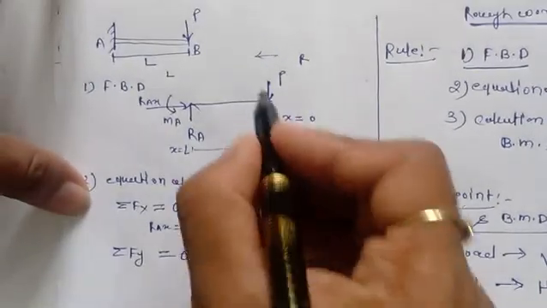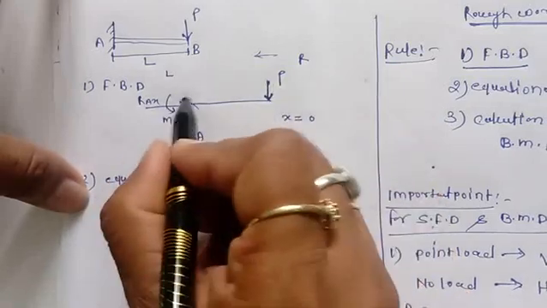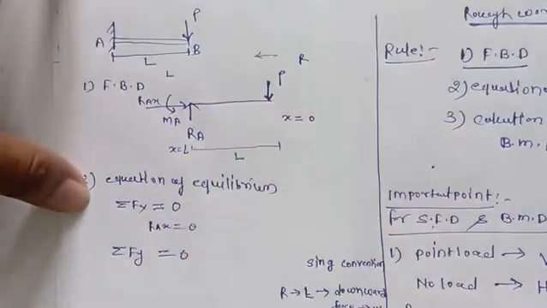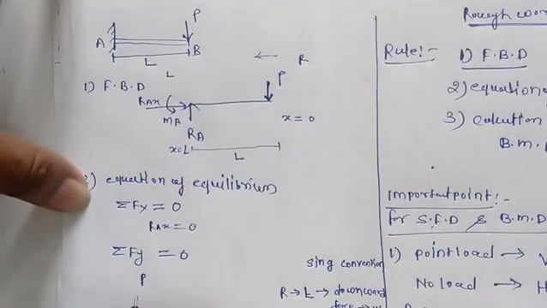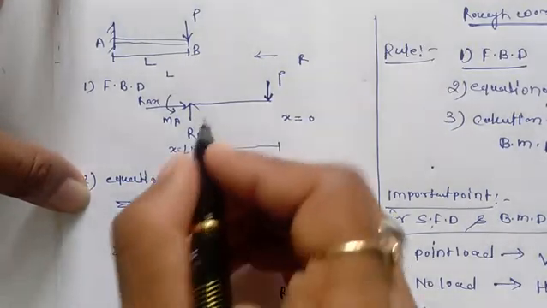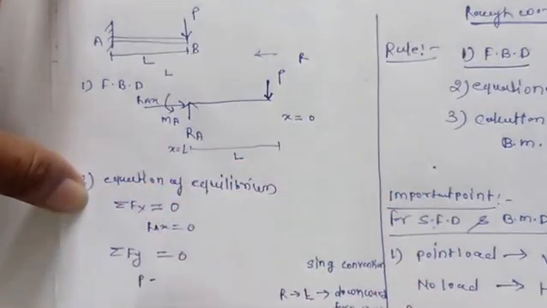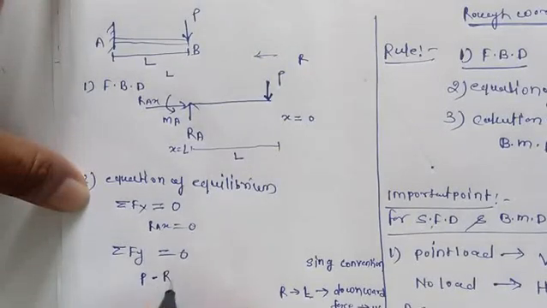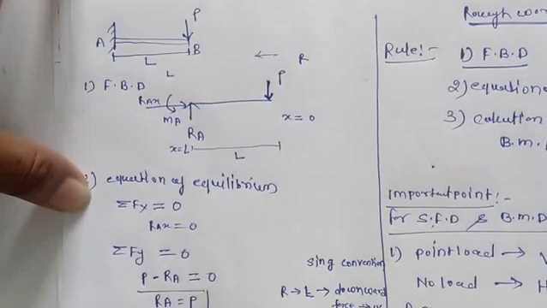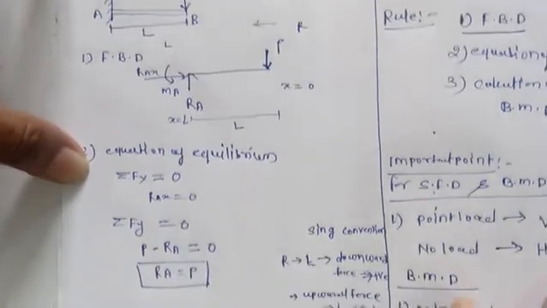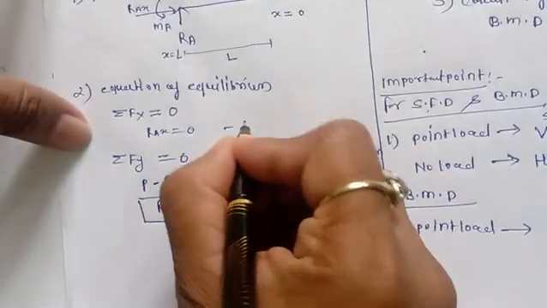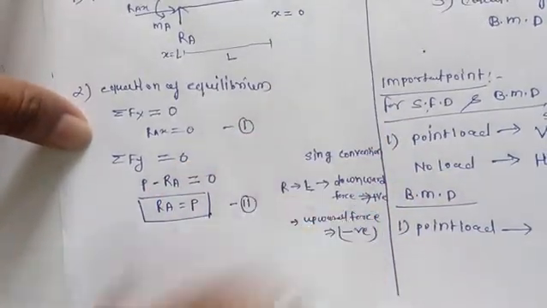Now here we can see that when I am going right to left, P is downward, so I am taking P as a positive force, and Ra, or Ray you can say, no problem, is negative. So P minus Ra equals 0, so Ra here is P. This I am giving as equation 1, no problem. Equation 2.